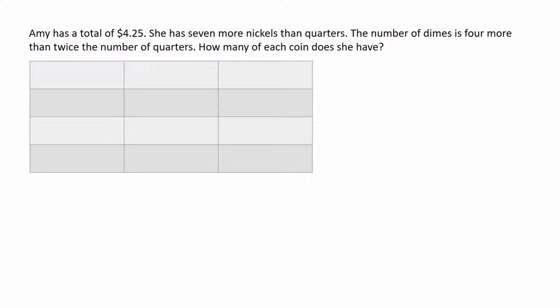So to start out, we're going to make a chart so we can organize this information that we have, make it a little bit easier to see what all of the information means. So along the top, let's put the number of coins and the value of the coin. And then along the side, we're going to put the names of the 3 coins we're dealing with. So we have nickels, we have dimes, we have quarters.